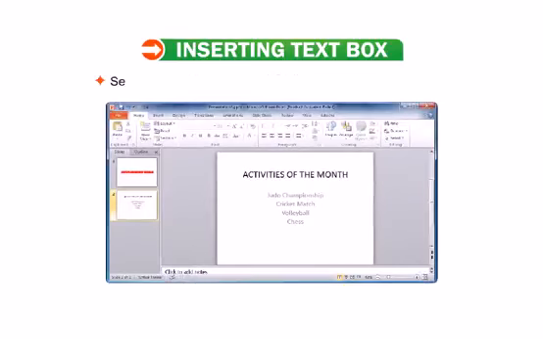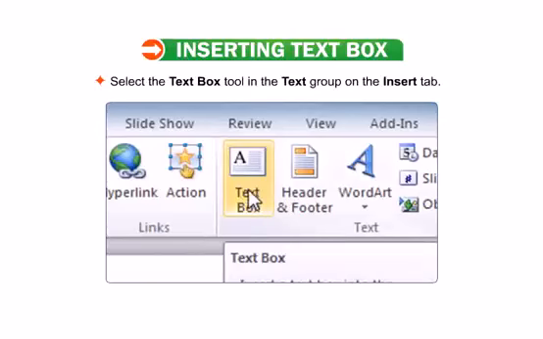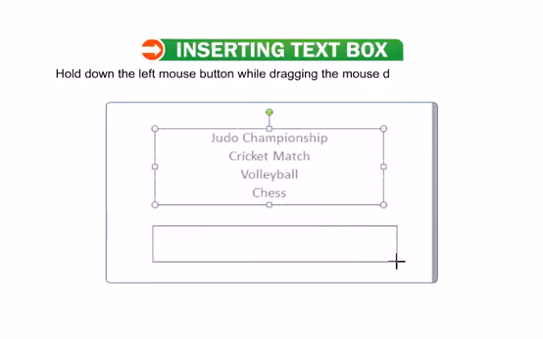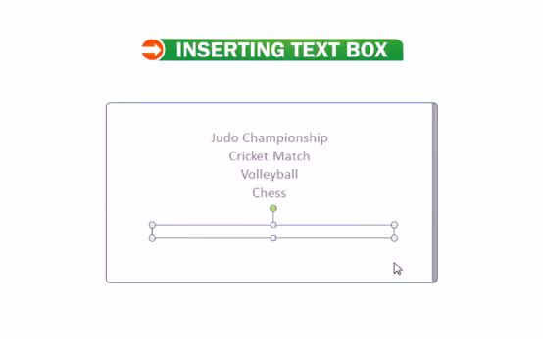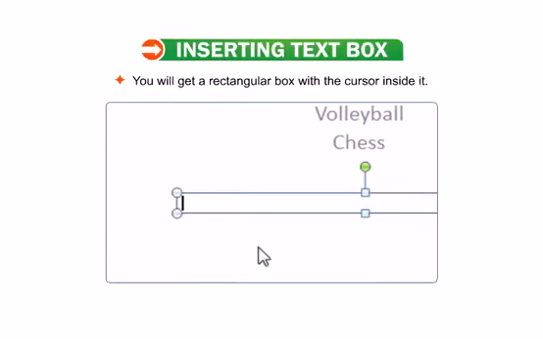Select the Text Box tool in the Text group on the Insert tab. Hold down the left mouse button while dragging the mouse diagonally towards the right and release the mouse button. You will get a rectangular box with the cursor inside it. Enter the text January.